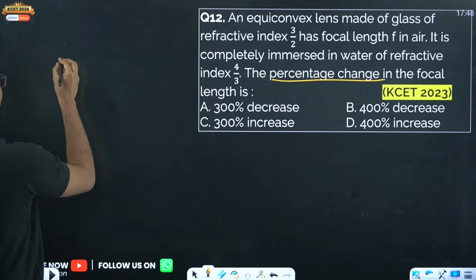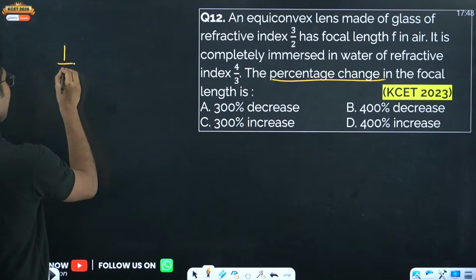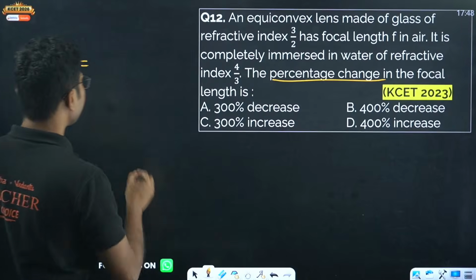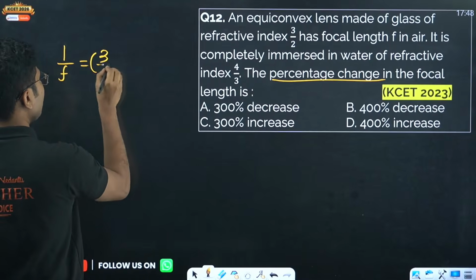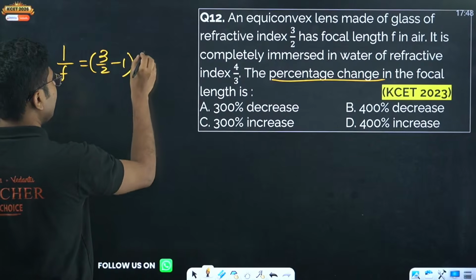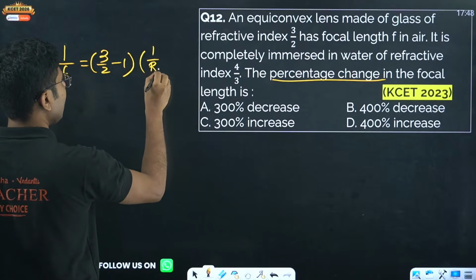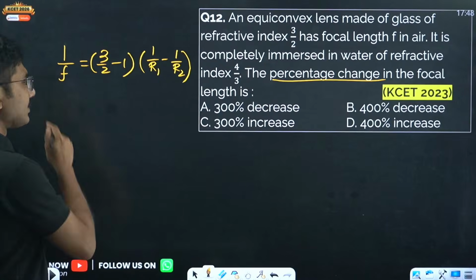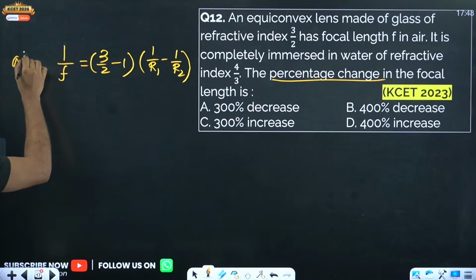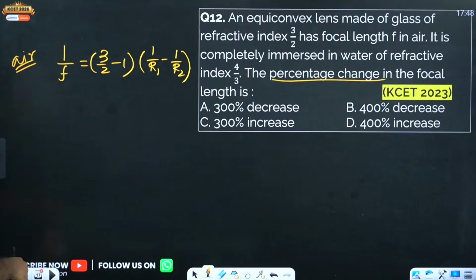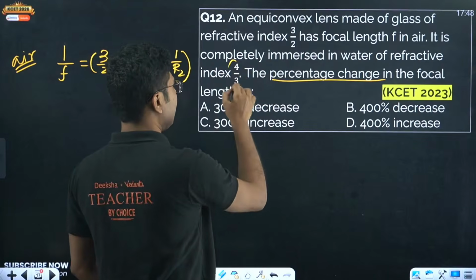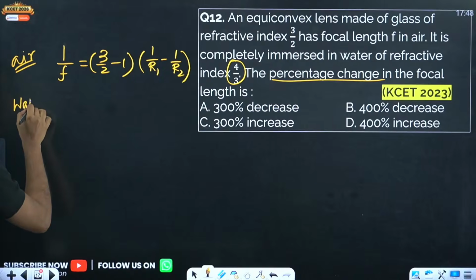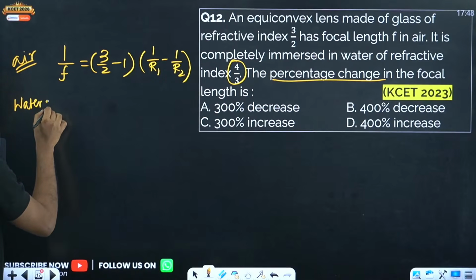First we have to find the focal length. So we know that 1 upon f equals (3/2 minus 1) into (1 by r1 minus 1 by r2). This is the focal length in air. Okay, now in the medium, here it is actually water. This 4/3 is nothing but water. So what is the focal length in water?